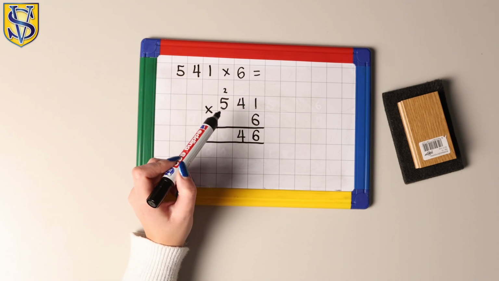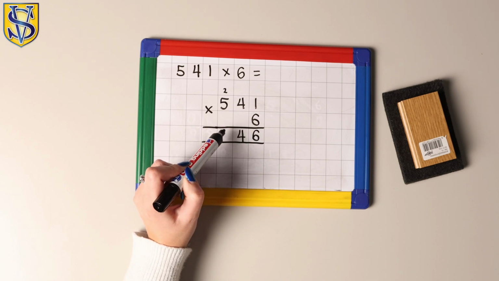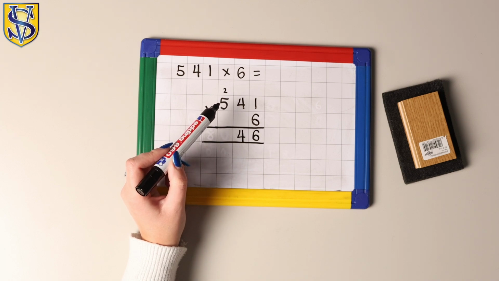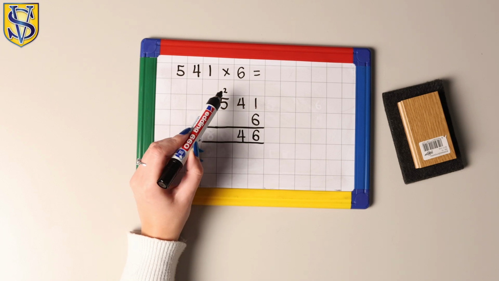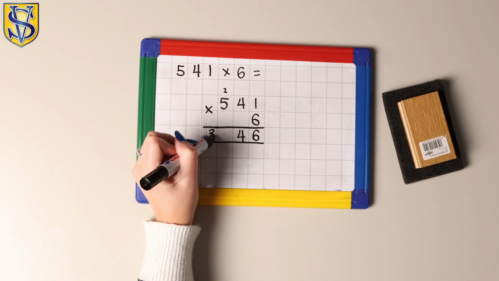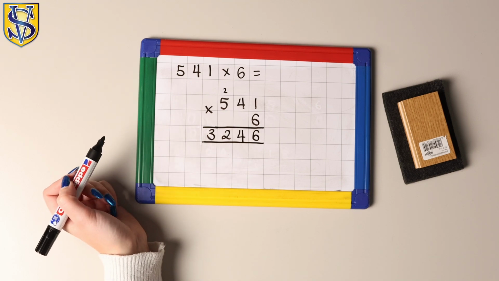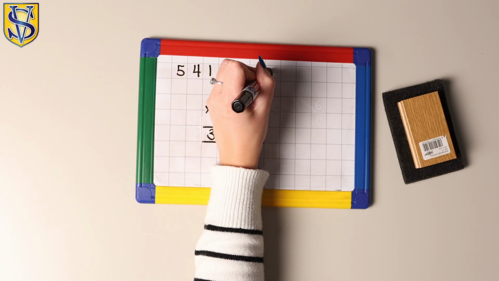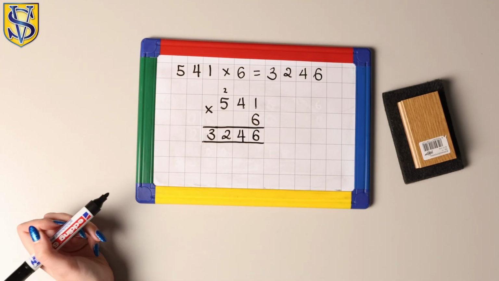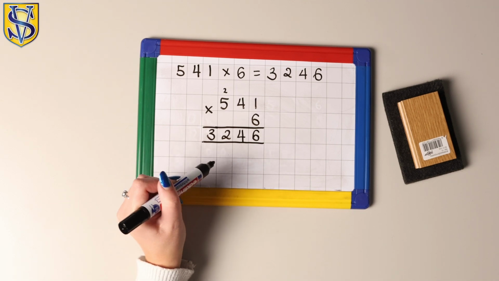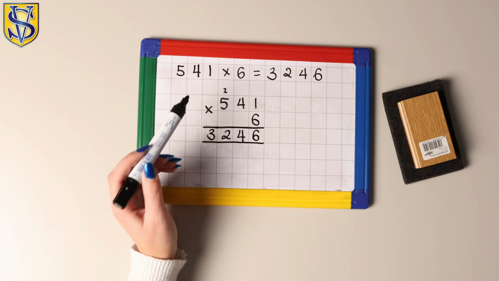And in this case, it's now going to be 500 times 6, but as it's placed in the hundreds column, we could just read it as 5 times 6 to make it easier. So 5 times 6 is 30, add 2 is 32. So the answer to the question 541 times 6 is going to be 3,246.